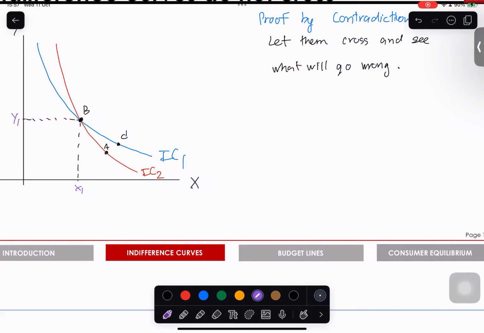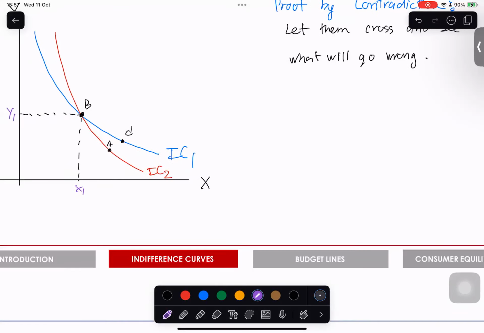We start with basket B. Like you, Mr. Bean, basket B contains X1, Y1 pizza and Pepsi. We also have basket A, let's call X2 and Y2. And basket C, let's call X3 and Y3.